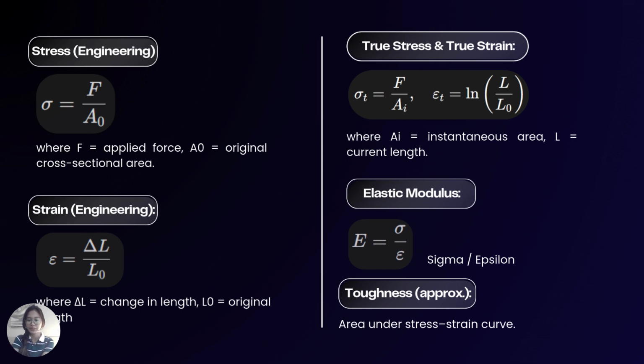So for example, if you were to find the stress, it is sigma equals applied force per original cross-sectional area. And if you were to find the strain, epsilon, or strain, equals delta L, or the change in length, per original length.